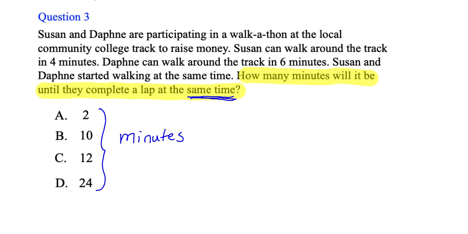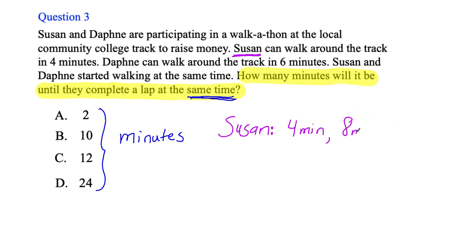Let's start with Susan right here. It says Susan can walk around the track in 4 minutes. So every 4 minutes, Susan walks around the track. In 4 minutes, she's completed 1 lap. And it's every 4 minutes, so I'm just going to continue to add on 4.